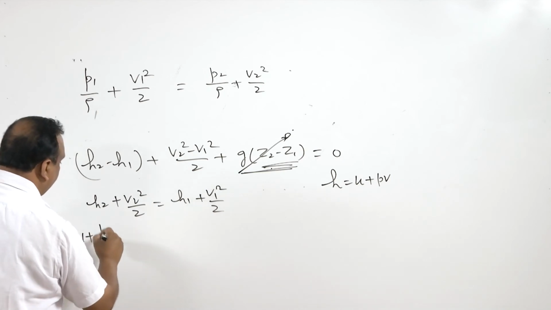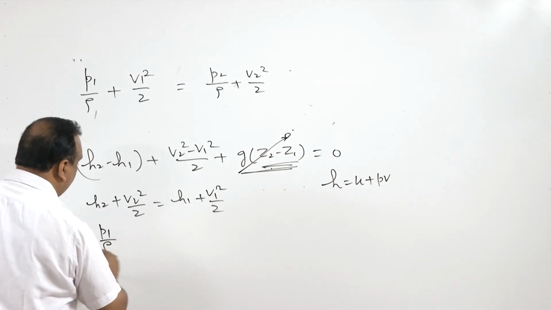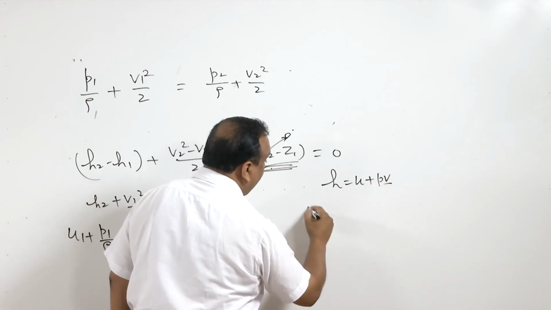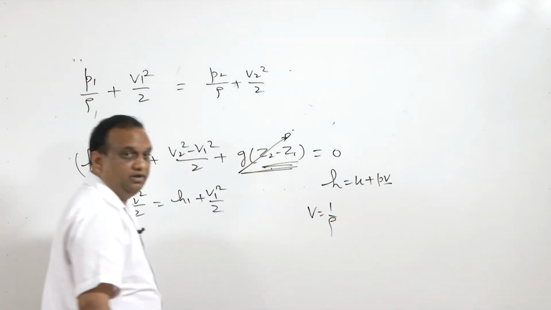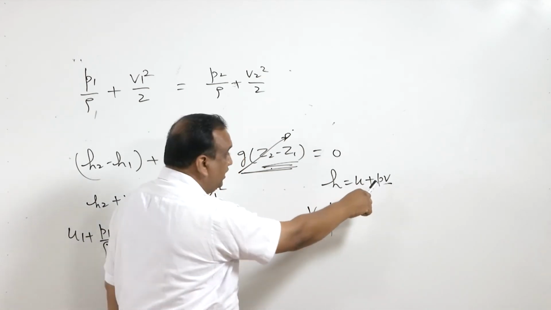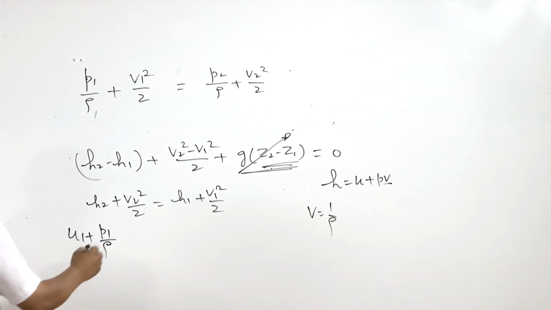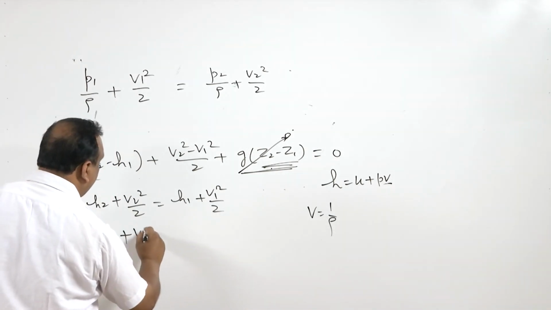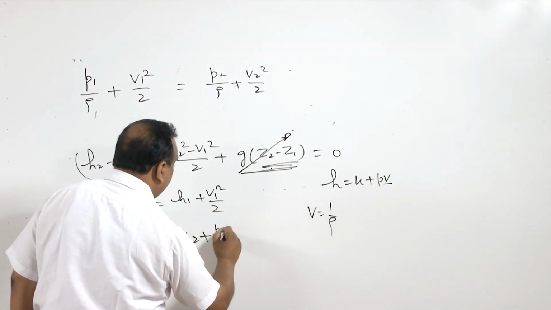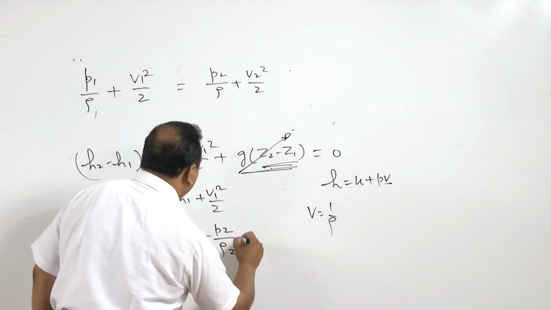So this equation we can always write U1 plus P1 by rho. Now why are we writing P1 by rho? Because V is 1 by rho. Here it is a specific enthalpy. So this is a specific volume, meter cube per kg. So it is going to be 1 by rho plus V2 square by 2 is equal to U2 plus P2 by, this is rho 1 and this is rho 2 because it is compressible.